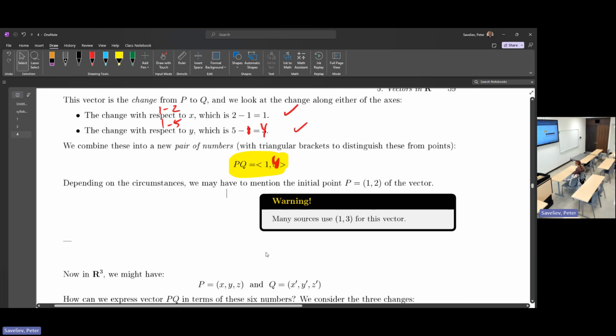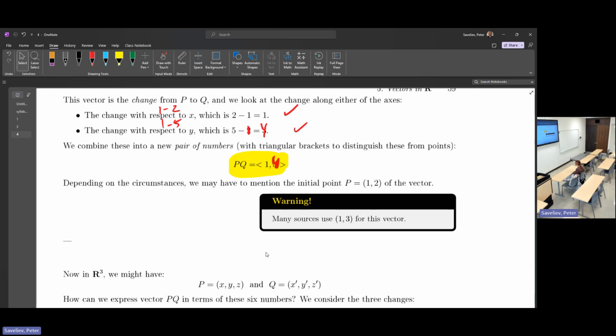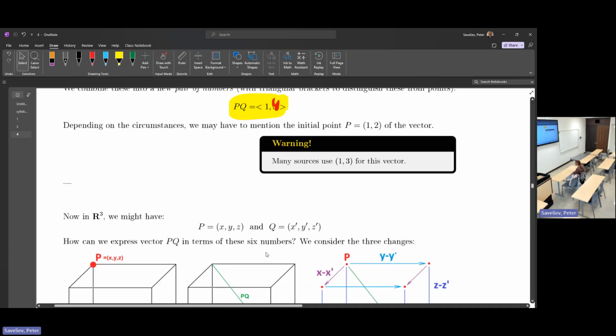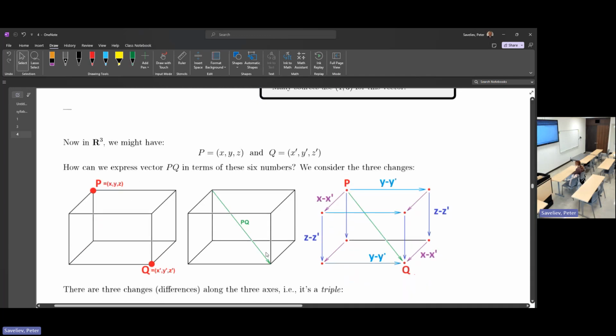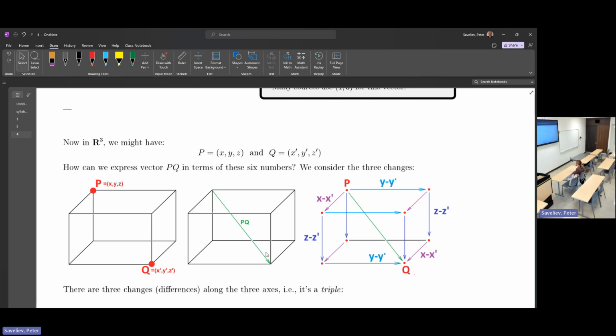Okay, so what happens in dimension 3? The same idea. Now we need less and less pictures. But nonetheless, we still can do it. So let's do it. We have points P and Q with coordinates x, y, z, and x prime, y prime, z prime. We draw a vector PQ, and then what are the components of the vector?